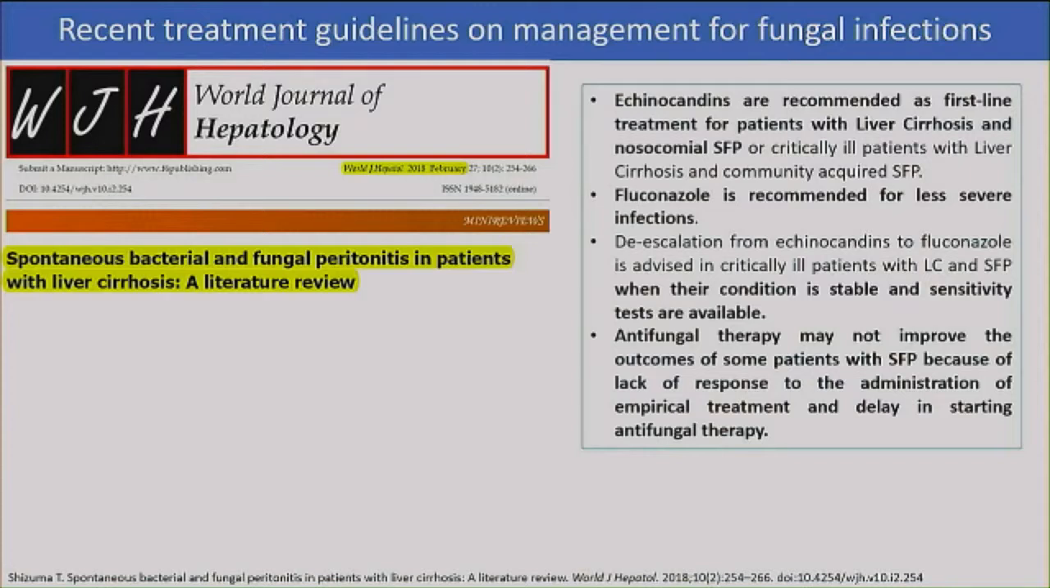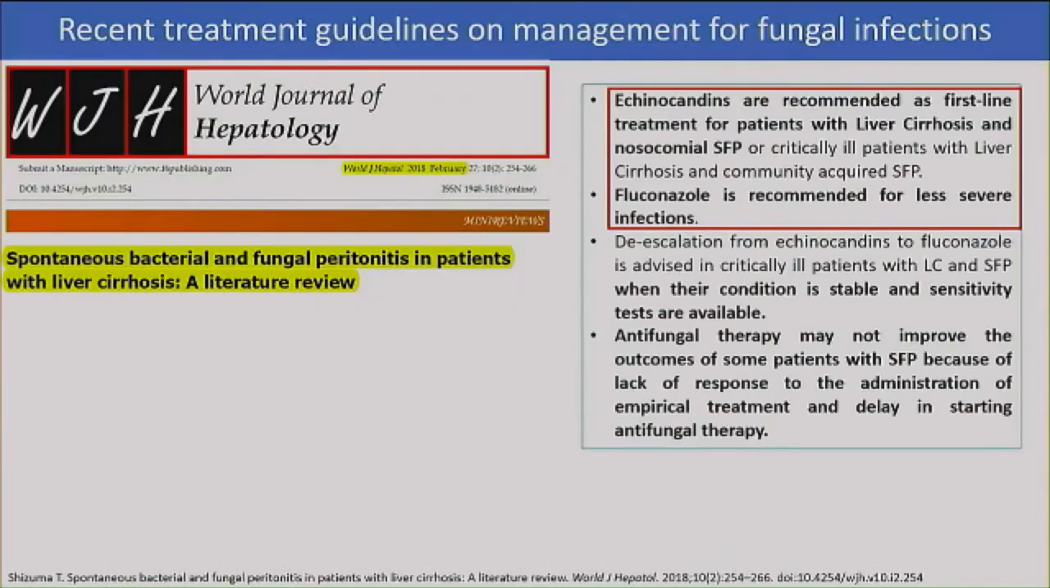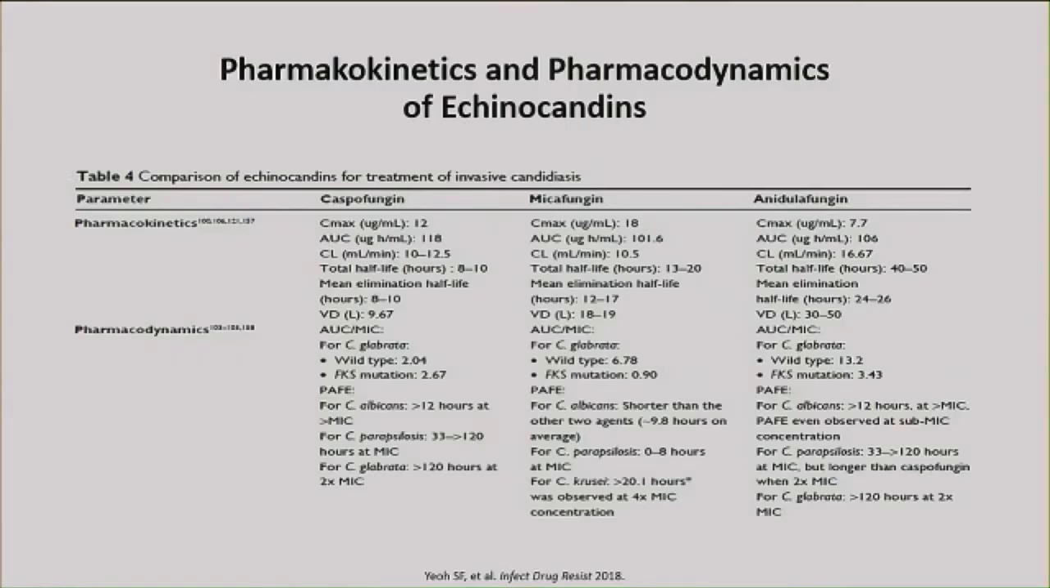Echinocandins are recommended as the first-line treatment for patients with liver cirrhosis and nosocomial spontaneous fungal peritonitis, and also in critical patients with liver cirrhosis and community-acquired spontaneous fungal peritonitis. But fluconazole is recommended for less severe infections. This is the comparison between three echinocandins: caspofungin, micafungin, and anidulafungin.